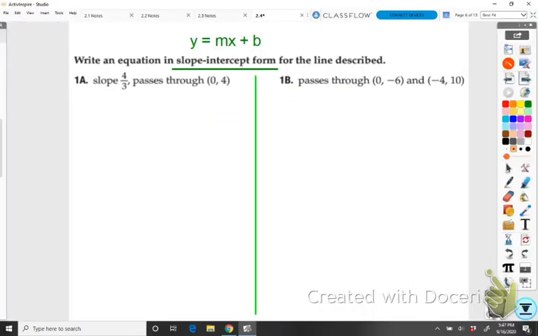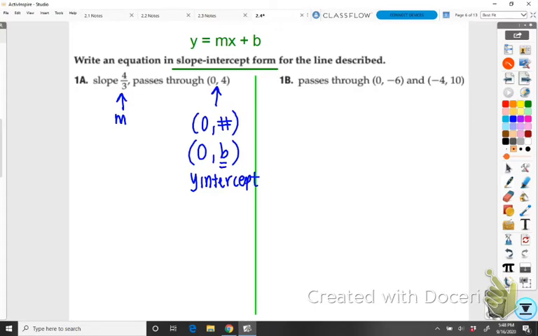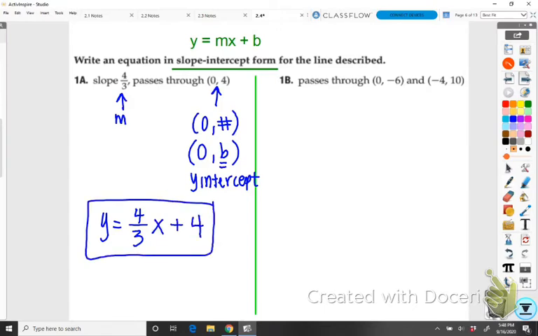All right, next up. Now we're going to write an equation in slope-intercept form for the line being described. So y equals mx plus b. It gives us the slope, so this is the m, and it passes through the point 0, 4. Anytime you see 0 in a point, that's your y-intercept already, the b value. So our equation, we just have to put it all together: y equals 4/3 for the m, x plus 4 for the y-intercept, the b part.